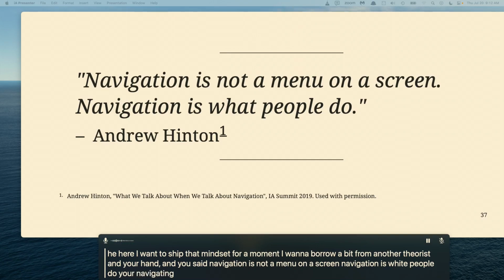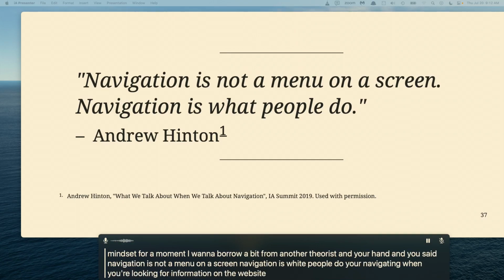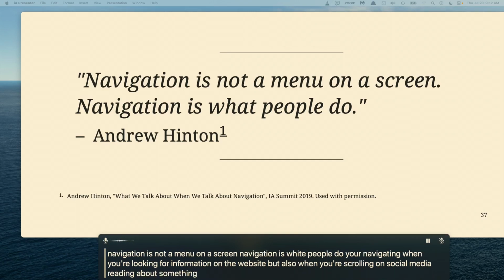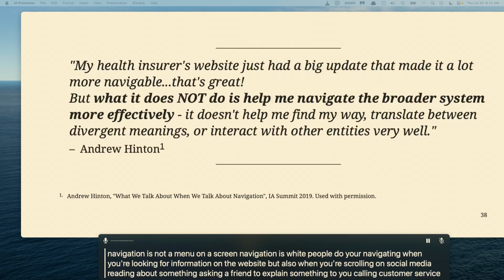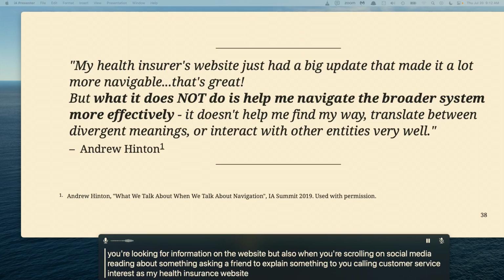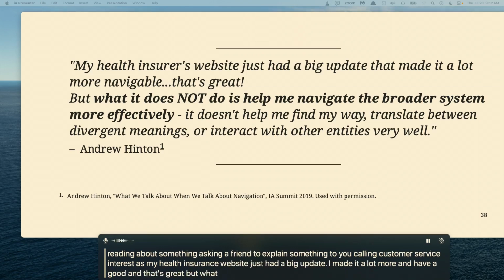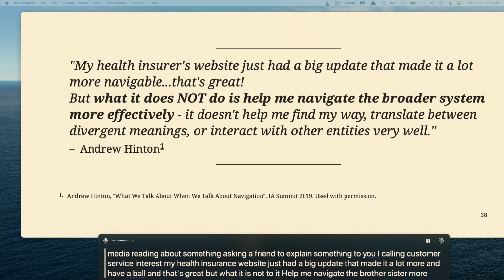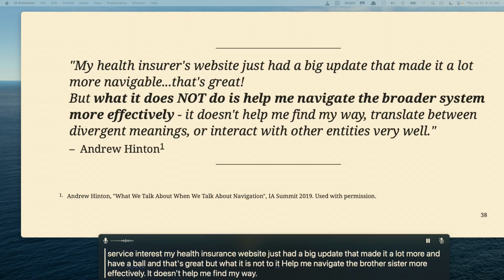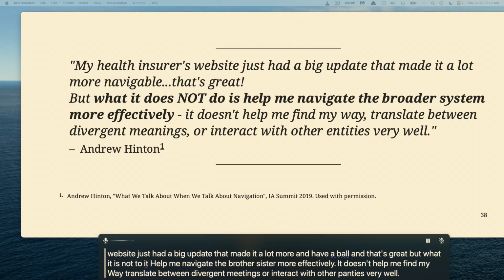You're navigating when you're looking for information on a website, but also when you're scrolling on social media, reading about something, asking a friend to explain something to you, calling customer service. Andrew says, my health insurer's website just had a big update that made it a lot more navigable, and that's great. But what it does not do is help me navigate the broader system more effectively. It doesn't help me find my way, translate between divergent meanings, or interact with other entities very well.